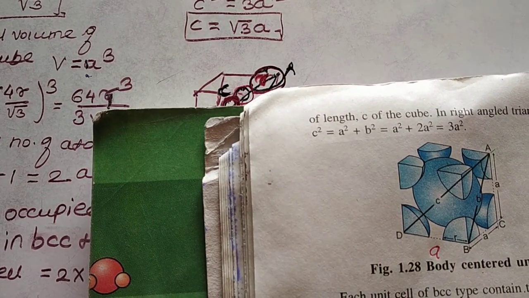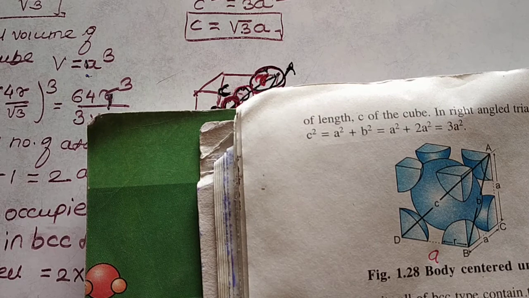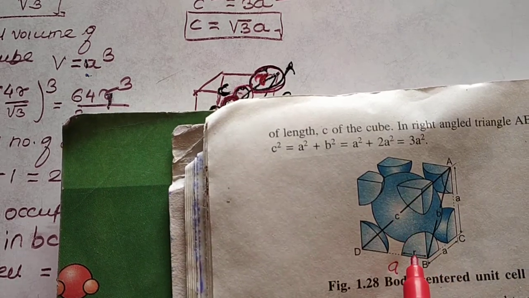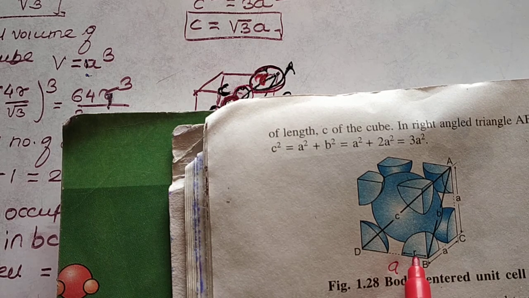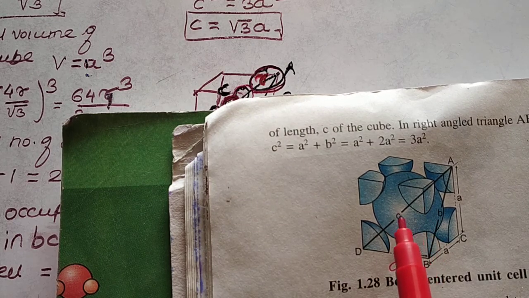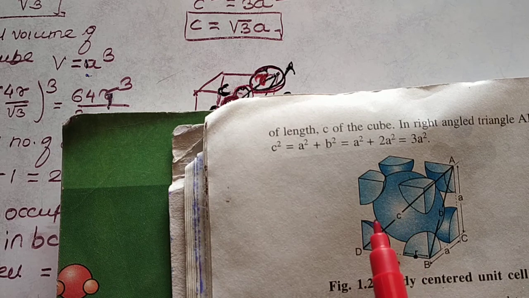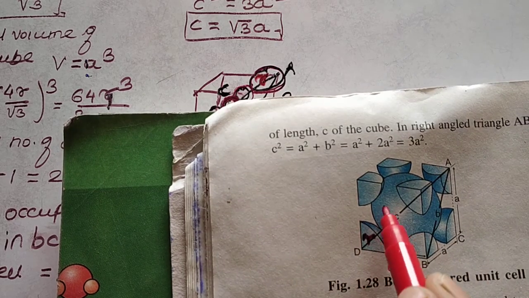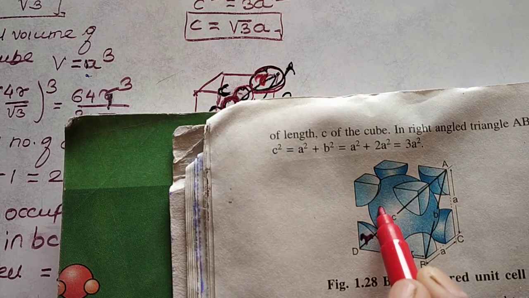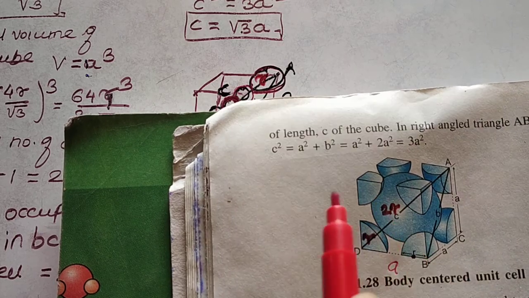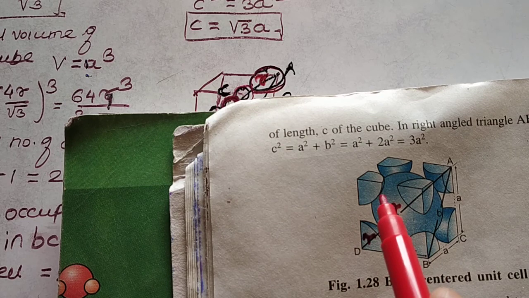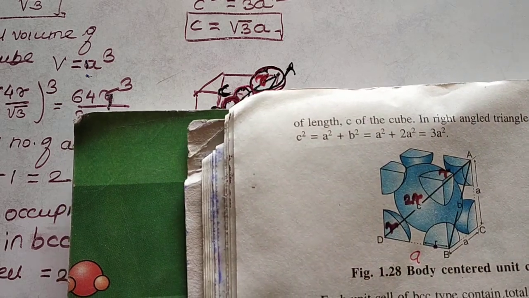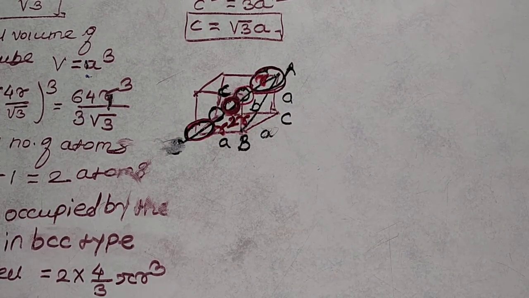This is your BCC type crystalline structure. In this structure, you can see simply, this is radius r. I want to calculate the body diagonal C. So this is r. In the body center, there are two atoms; the whole radius for this atom is r, and this is r. So total C is equal to what?